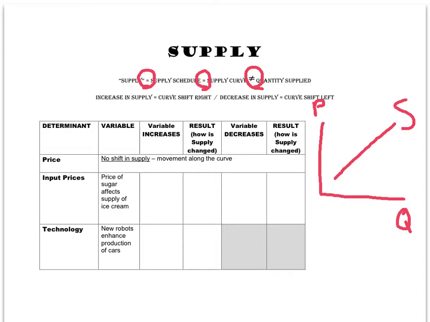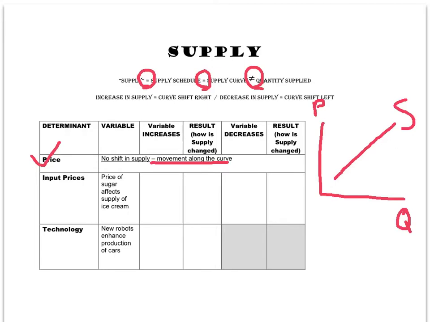Now, fortunately, the determinants that shift the supply curve are even simpler than with demand. First of all, price. As with demand, price does not shift supply. A change in price only results in a movement along the curve. It does not result in a new curve. However, as with demand, some price-related things will shift the curve.